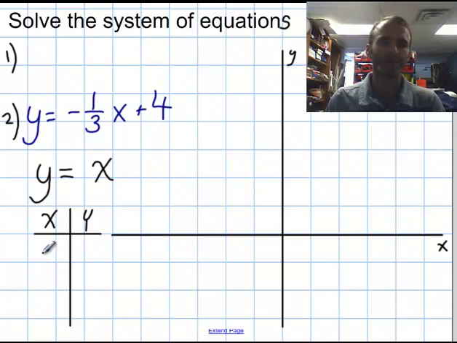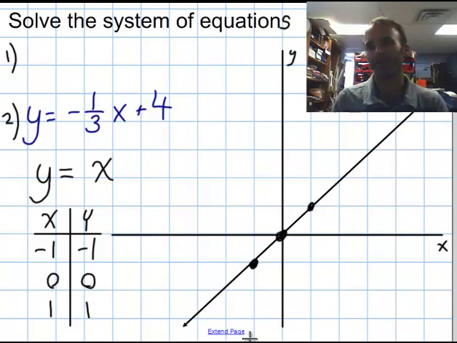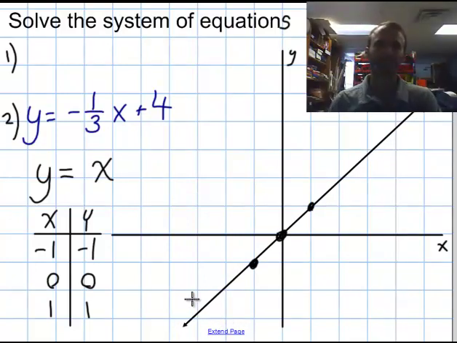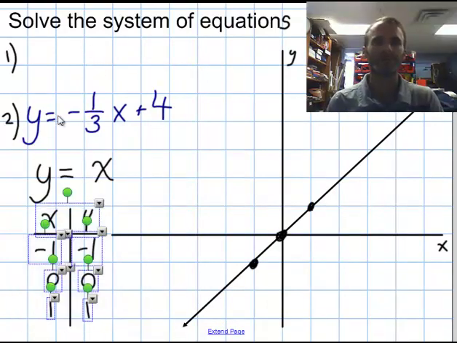So the inputs, I can choose anything, so I'm going to choose -1, 0, and 1, and I solve for my outputs. When x is -1, my y is -1. When x is 0, my y is 0. And when x is 1, my y is 1. So let's graph that. -1, -1, 0, 0, 1, 1. And we get the graph that we should recognize of a line that splits the first and the third quadrant in half. Alright, my first step, I graphed my first equation.